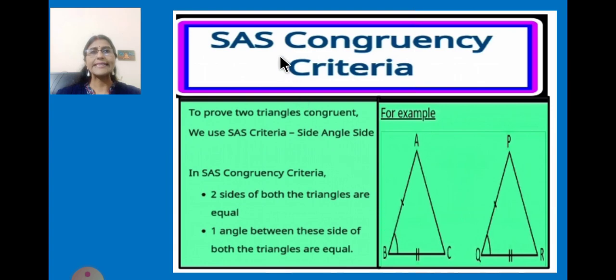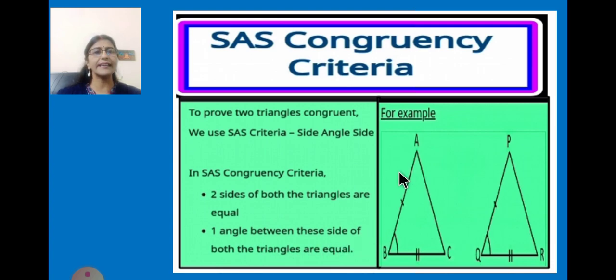Now next is SAS congruency criteria. To prove two triangles congruent, we use SAS criteria. This is the second one, second criteria. That is side, angle, side. And in SAS congruency criteria, two sides of both the triangles are equal. And one angle between these sides of both the triangles are equal.